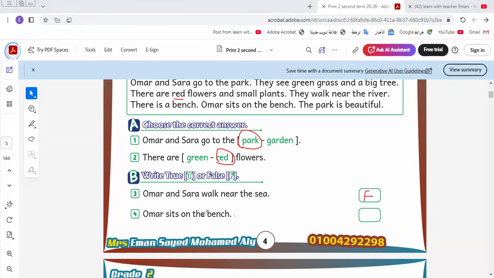The next one. Omar sits on the beach. Yes, Omar sits on the beach is true. Okay.